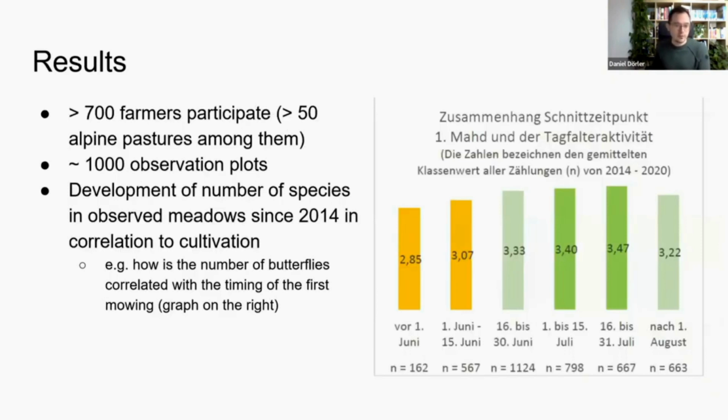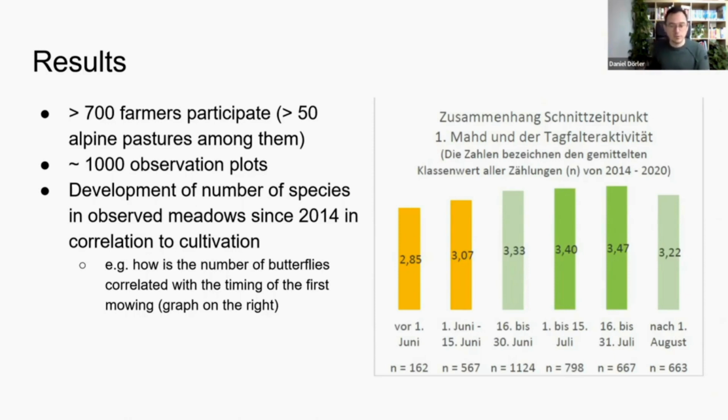And some first results: already more than 407 farmers participate in the project, and among them more than 50 alpine pastures. And in total, they have roughly 1,000 observation plots all over Austria. And what they can already tell is some development of the numbers of species in observed meadows since 2014 in correlation to the cultivation.